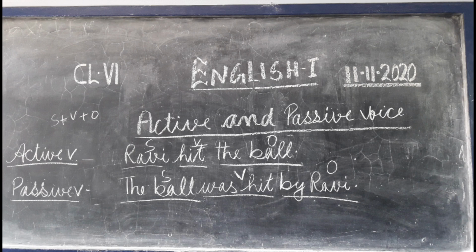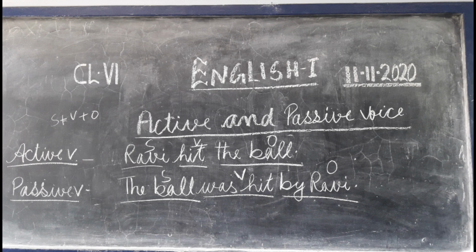Okay. Then third rule says the verb in active voice takes its past participle form in the passive voice, means third form of the verb. Okay, when you change from active to passive, the verb will change into third form. Okay, verb of third form.